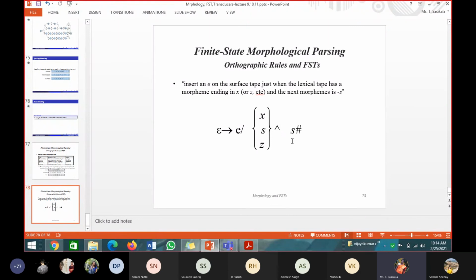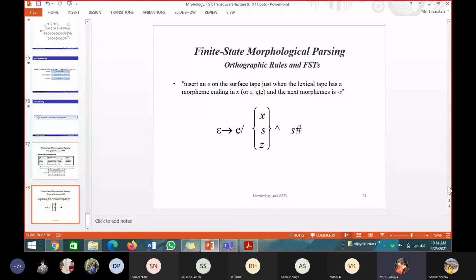And the next morpheme should be what? S. In foxes, what are the morphemes we have? Fox and S. So S is also one morpheme. Don't take foxe as one morpheme, it is fox plus S. So X is another morpheme, like that. You can frame a rule and you can finalize it. So this is the end of the morphological process.